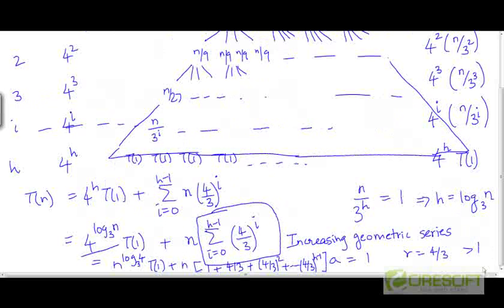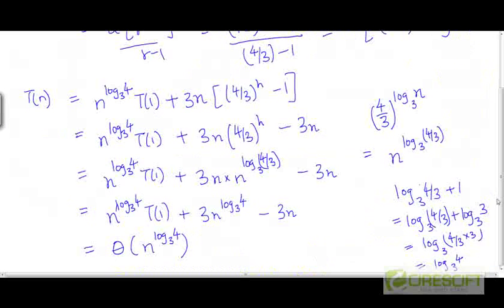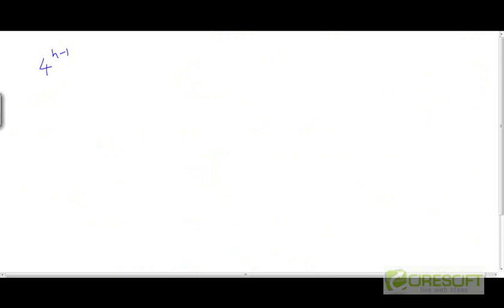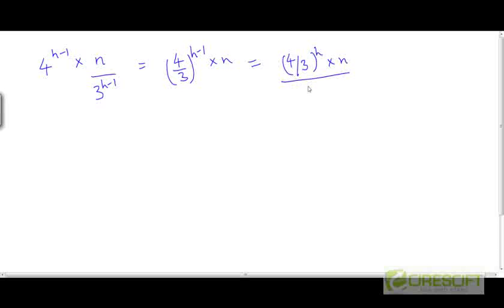Even if we look at the penultimate term, it would have been 4 to the power h minus 1 multiplied by n by 3 to the power h minus 1. Let's see what that evaluates to. So if we had looked at the level sum at the penultimate level, we would have 4 to the power h minus 1 multiplied by n by 3 to the power h minus 1. So that would have been 4 by 3 to the power h minus 1 times n. And this would have been 4 by 3 to the power h times n divided by 4 by 3.